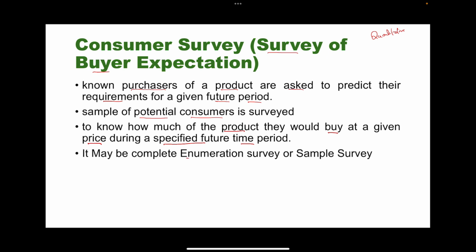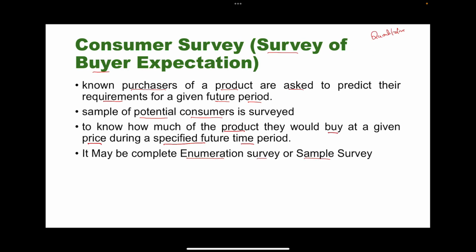It can be a complete enumeration survey or a sample survey. So that means we will select a set of potential buyers, then we will enquire at which price they will buy, in which quantities, and what quantities in a specified future period. Based on this, we can do the demand forecasting. So this is the first method. This is called the consumer survey because it is based upon the consumers. We are selecting consumers and asking them about their predictions, and based upon that we will arrive at a conclusion.